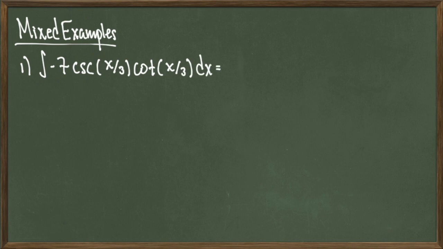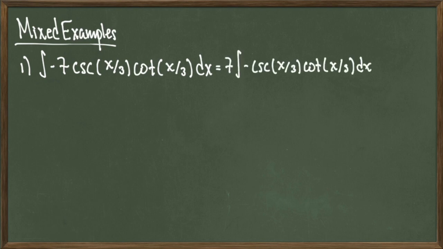Let's look at a couple more examples. Consider the integral of -7 times cosecant of x over 3 times cotangent of x over 3 dx. I'm going to go ahead and factor out that 7 and do a similar trick that I did in example 1 on the previous page. I'm taking cosecant and cotangent of stuff. Now the derivative of this, in other words the derivative of x over 3, is going to be equal to 1/3.